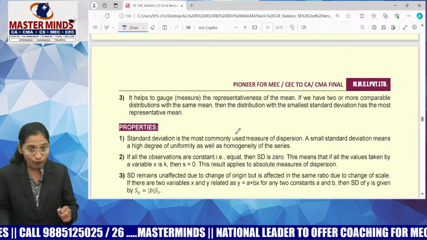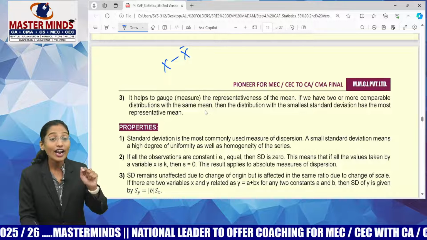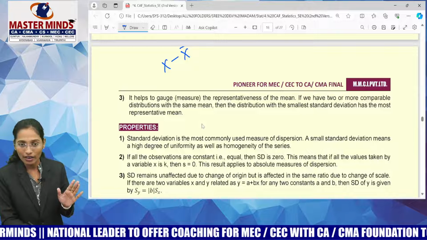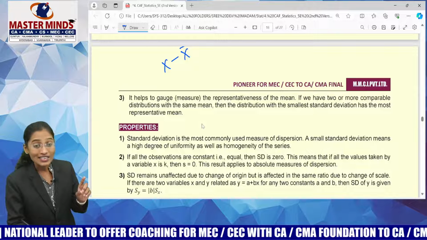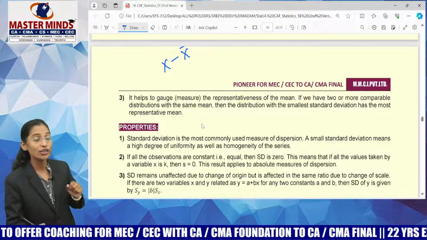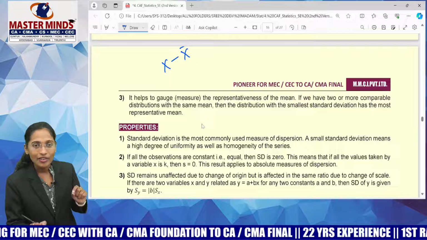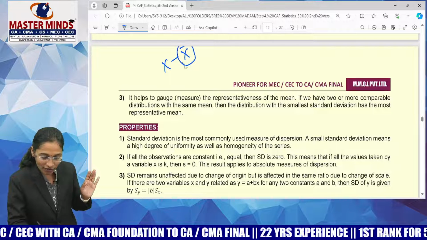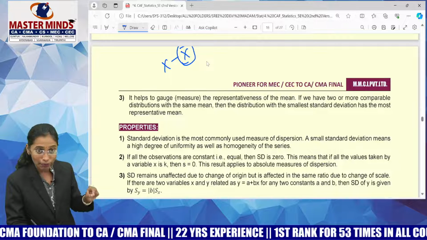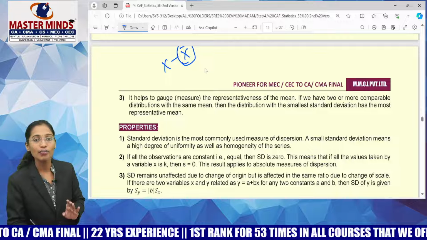Here we are calculating the deviations from where? From the arithmetic mean, meaning we are trying to verify the consistency of the arithmetic mean, right? What is the major purpose of dispersion, guys? To verify whether the measure of central tendency calculated by me is correct or not. For that, we are using measures of dispersion. In this concept called standard deviation, we are trying to verify the consistency of the arithmetic mean. Got it, guys?